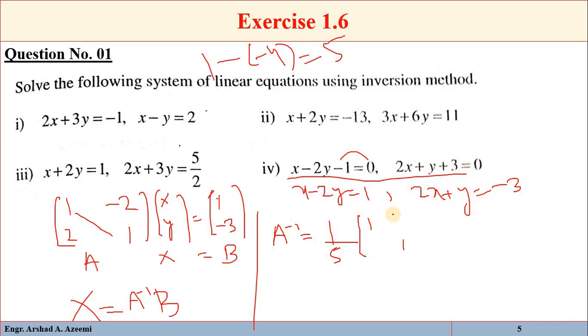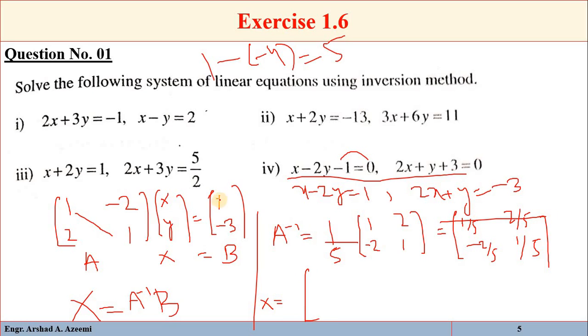So interchange these two and change the sign of these two. Okay, so the inverse is equal to 1 by 5, 2 by 5, and minus 2 by 5, and 1 by 5. Okay, now we know that X is equal to A inverse multiplied by B. So A inverse, this row with this column. So 1 by 5 multiplied by 1, that is 1 by 5, plus 2 by 5 multiplied by 3, so it is minus 6 by 5.